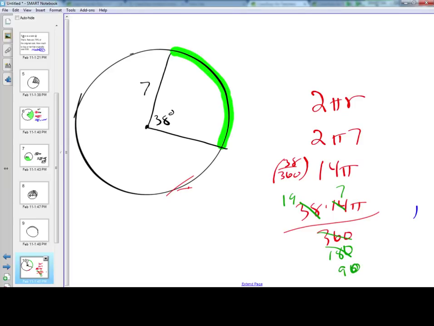Does 7 go into 90? What about 19? No? Okay, so what's 7 times 19? 140 minus 7, 133. So 133 pi over 90. Questions on that?